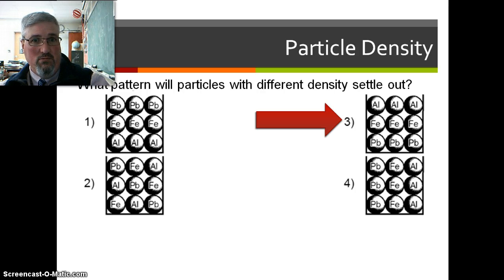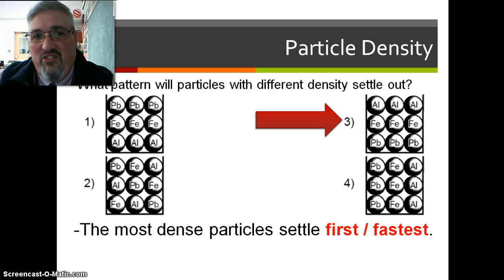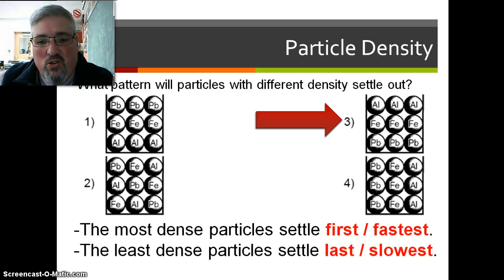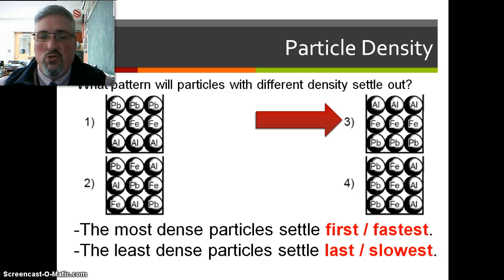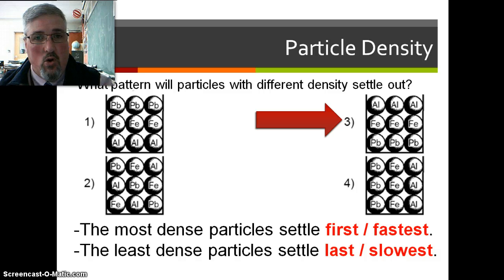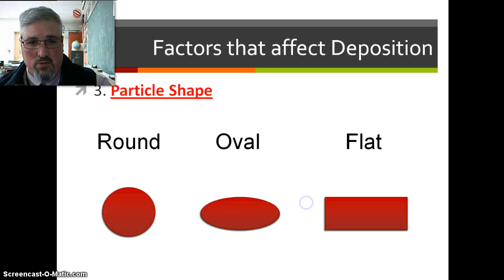Did you say number 3? Because if you did, you're right. The most dense particles will settle first, they'll settle fastest. The least dense particles will settle last, or they'll settle the slowest. They're the ones that'll be on top. Try not to think of it in terms of weight or in terms of how heavy they are. It's the density, how many molecules there are in how many square centimeters. All right, let's move along here.